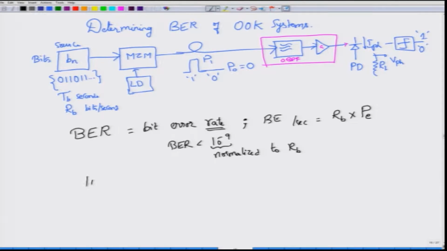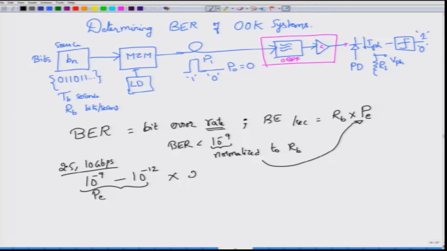For example, in earlier 2.5 and 10 Gbps systems, the BER value that was used was anywhere between 10 to the power minus 9 to 10 to the power minus 12, with 10 to the power minus 12 more common for a 2.5 Gbps system and 10 to the power minus 9 for a 10 Gbps system. What we have actually specified is the normalized bit error rate, which is actually the probability of the error.